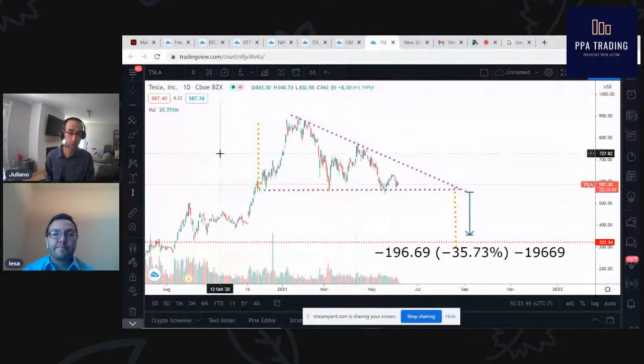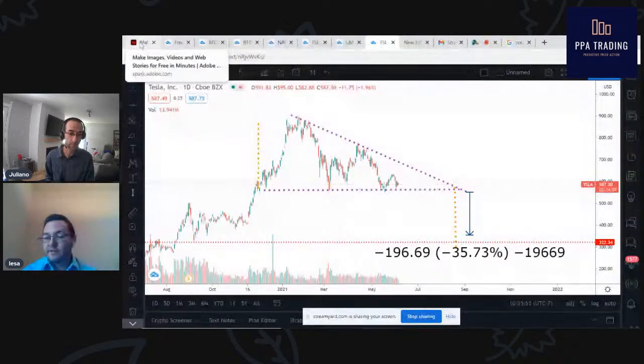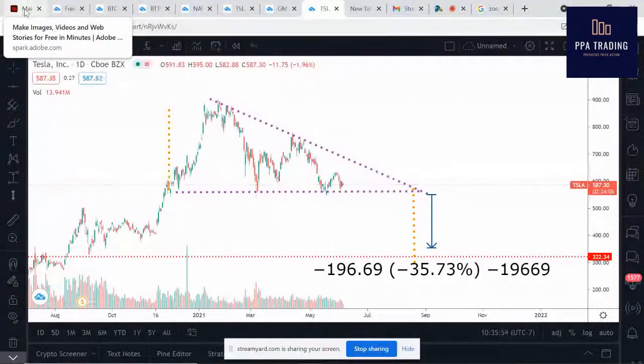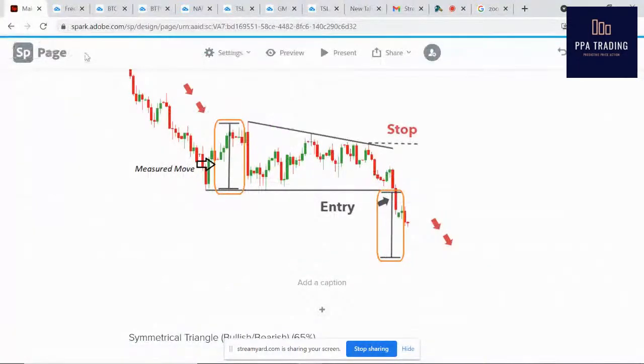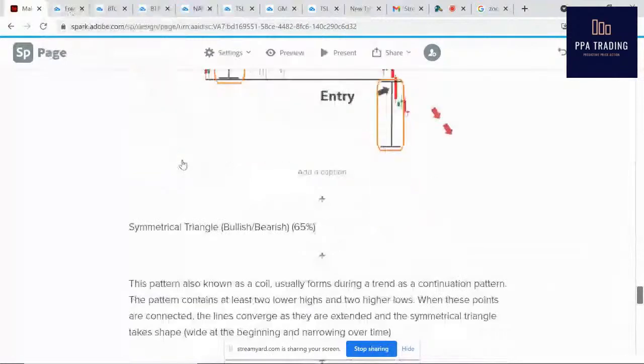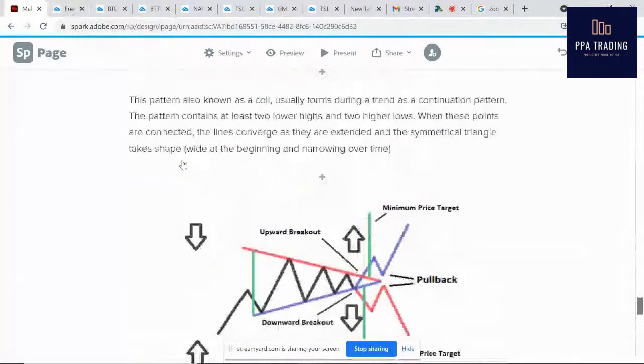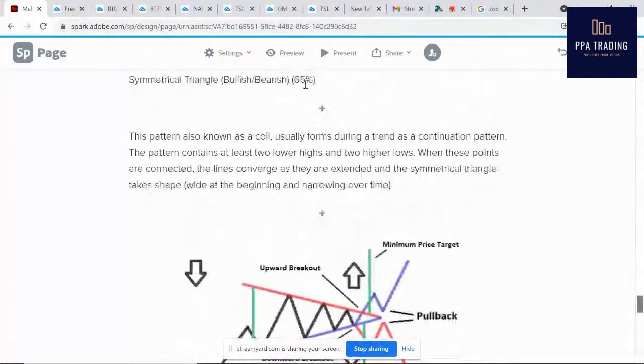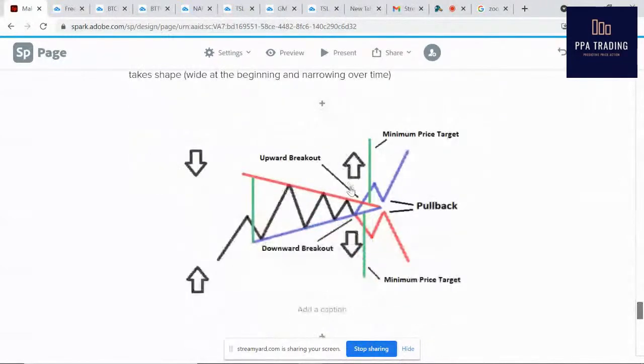All right, Isa, which one do you have next? Next up, I've got symmetrical triangles. So we're going to look at GME. I know this has been a popular one with people lately. So also symmetrical triangles. Let's take a look at what it is. So this pattern, it's 65% likely to play out either in the bulls' direction or the bears' direction. Now this one, you don't know if it's bullish or bearish until it does have a breakout, and a confirmation of that breakout would be the rising volume that we were talking about.